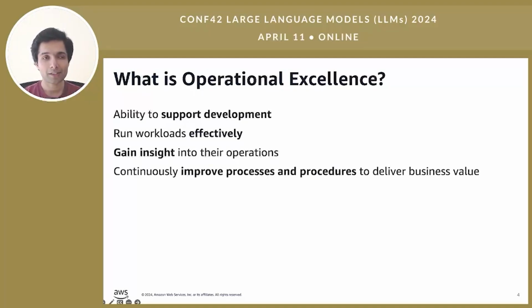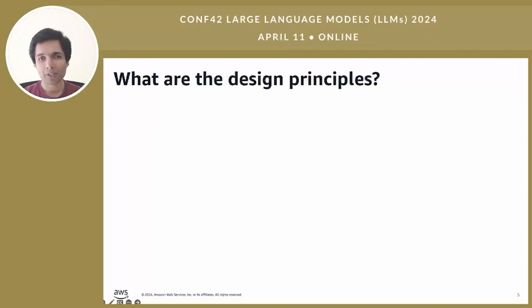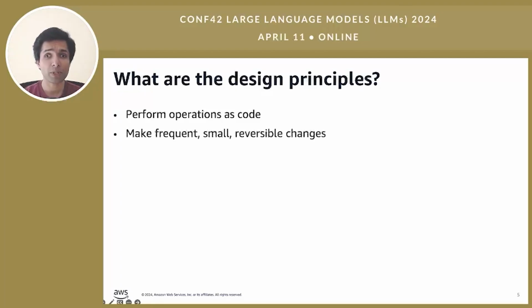Now, within operational excellence, there are different design principles that you should be considering. One of the key principles is performing operations as code. We are all aware of infrastructure as code, and we are aware of different tools and technologies which are there in the market. Try to adopt as much as possible from an operations perspective so that you can start executing these as code snippets, making frequent and small reversible changes. That's another key aspect of the design principles for operational excellence.